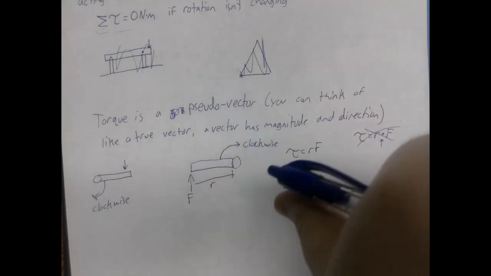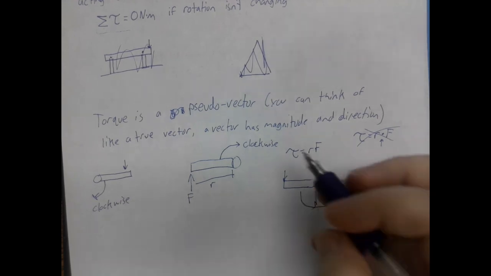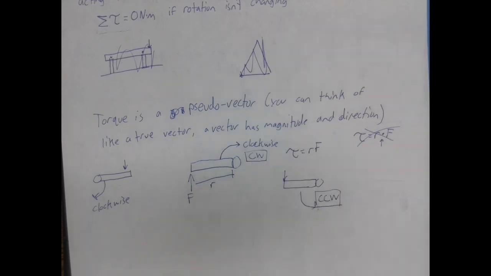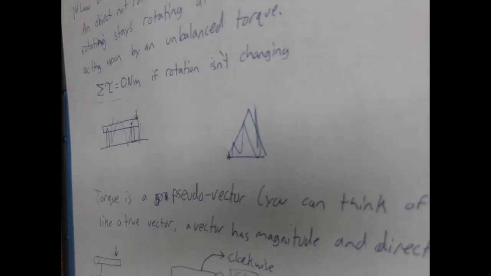We can't really draw these vectors up and down. So we can indicate direction by CCW for counterclockwise, or CW for clockwise. Whenever we come up with a value, note that on all vectors, you have to indicate direction. Last time, it was easier to just let positive be forward, negative be backward. With torque, we almost always will use clockwise or counterclockwise, because we can't really draw the vector coming out of the piece of paper.